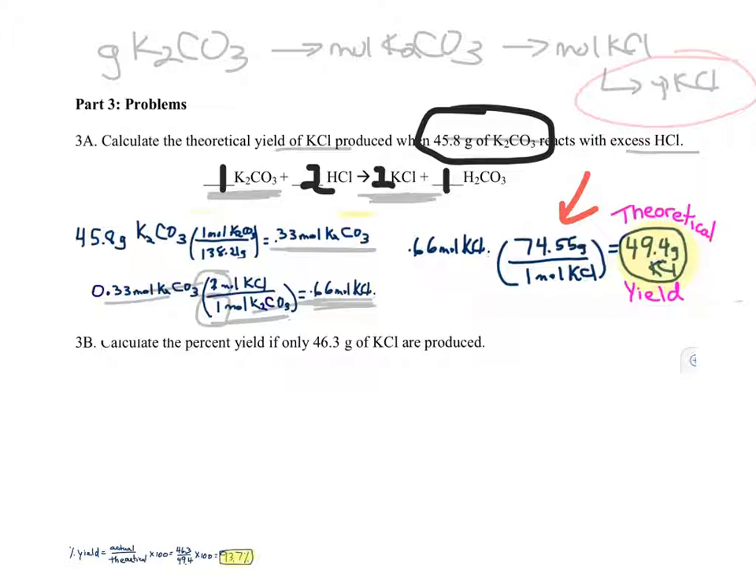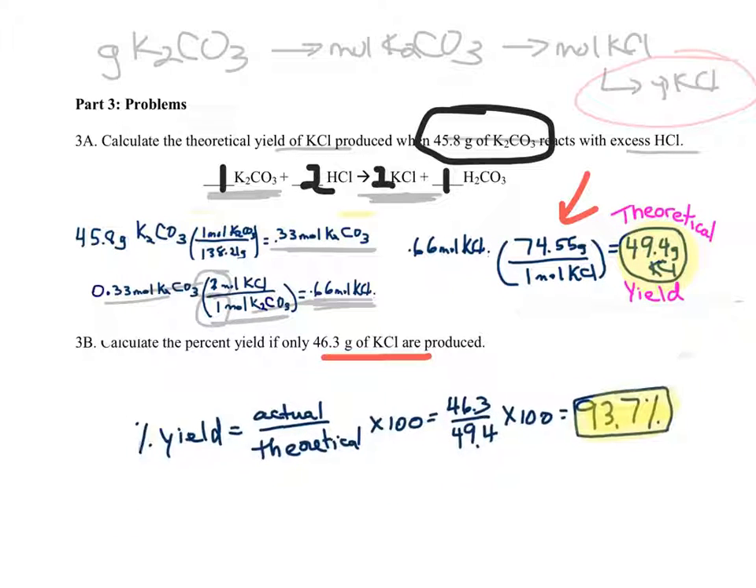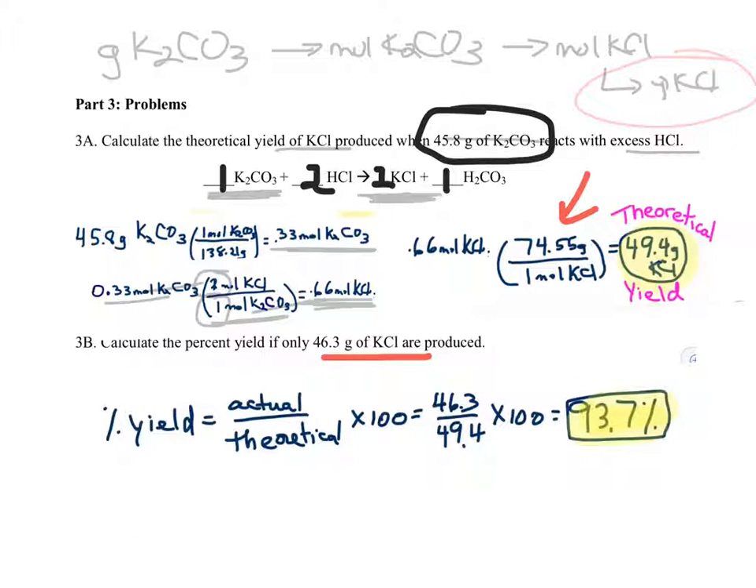So, if I want to calculate percent yield, and only 46.3 grams of potassium chloride are produced, I need to use the formula. Percent yield is actual over theoretical times 100. I was supposed to make 49 grams. I only made 46. My actual yield is 46. 46 divided by 49 times 100 is a 94% yield.